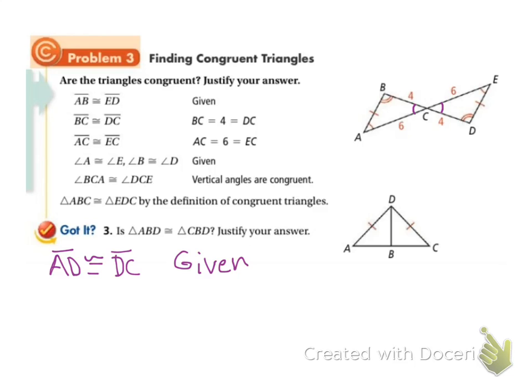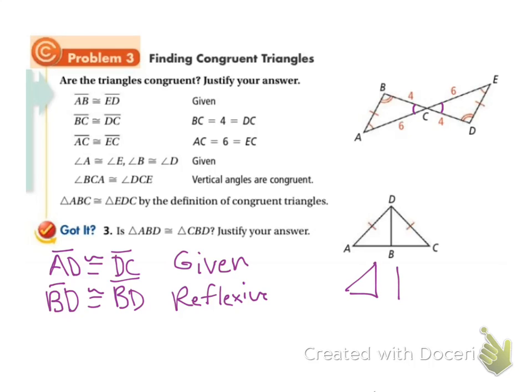Here's a property that we haven't used yet. It's called the reflexive property. I could say that BD is congruent to BD by reflexive, which just means it's itself. It's kind of like reflection, like looking in a mirror. But if I had separated these triangles, I would actually have 2 BDs. It looks like I just have 1, but I'd have 2.